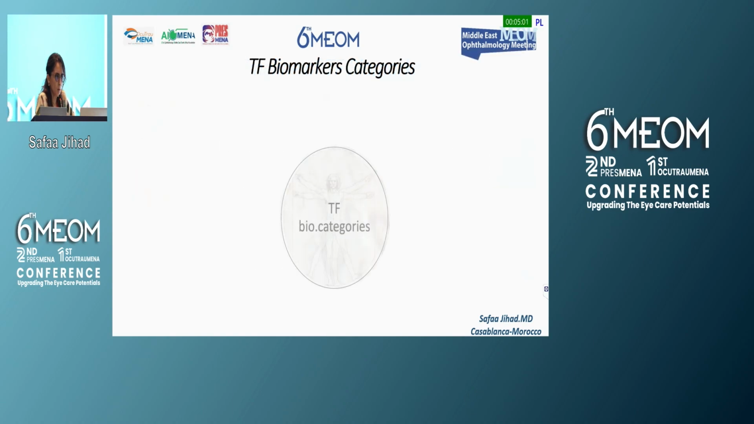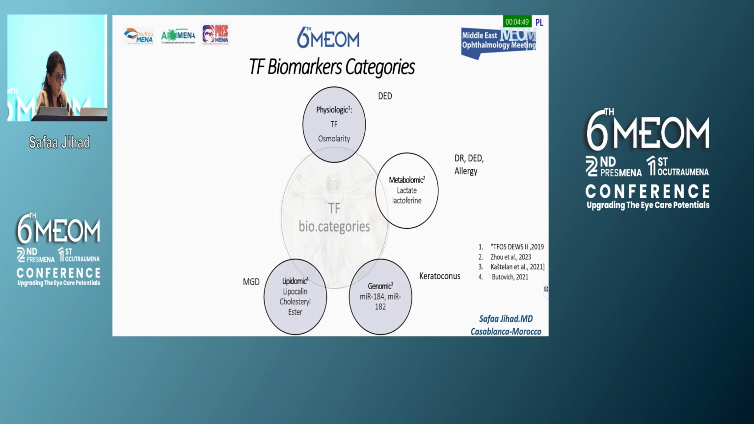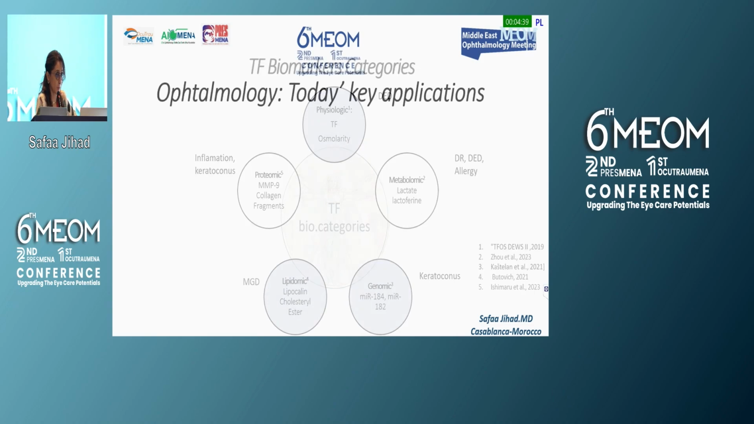Well, let's focus now on the tear film biomarker categories. We have physiological ones, like tear film osmolarity, as we said; metabolic ones, like lactate or lactoferrin, used in allergy and dry eye; genomic ones, used in keratoconus, for example; lipidomic ones, like those used in MGD; or proteomic ones, like MMP9 and collagen fragments, used respectively in inflammation and keratoconus.